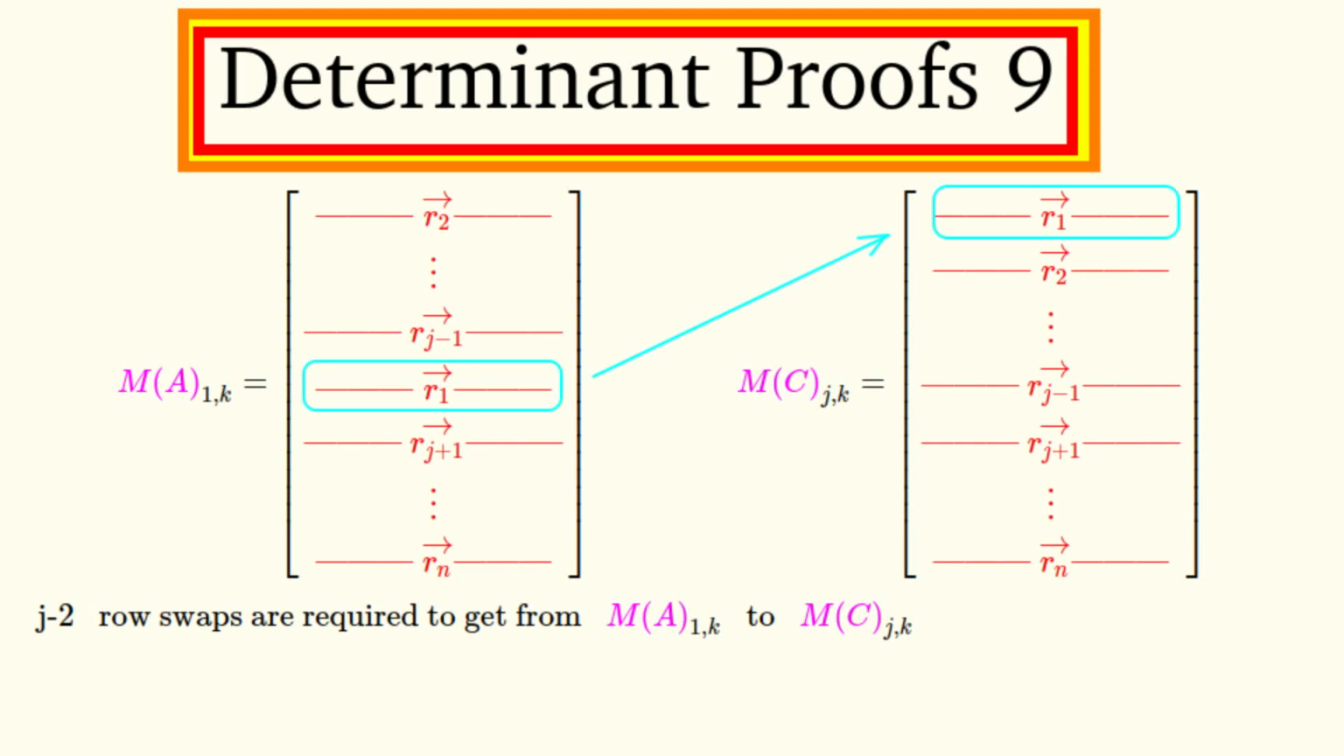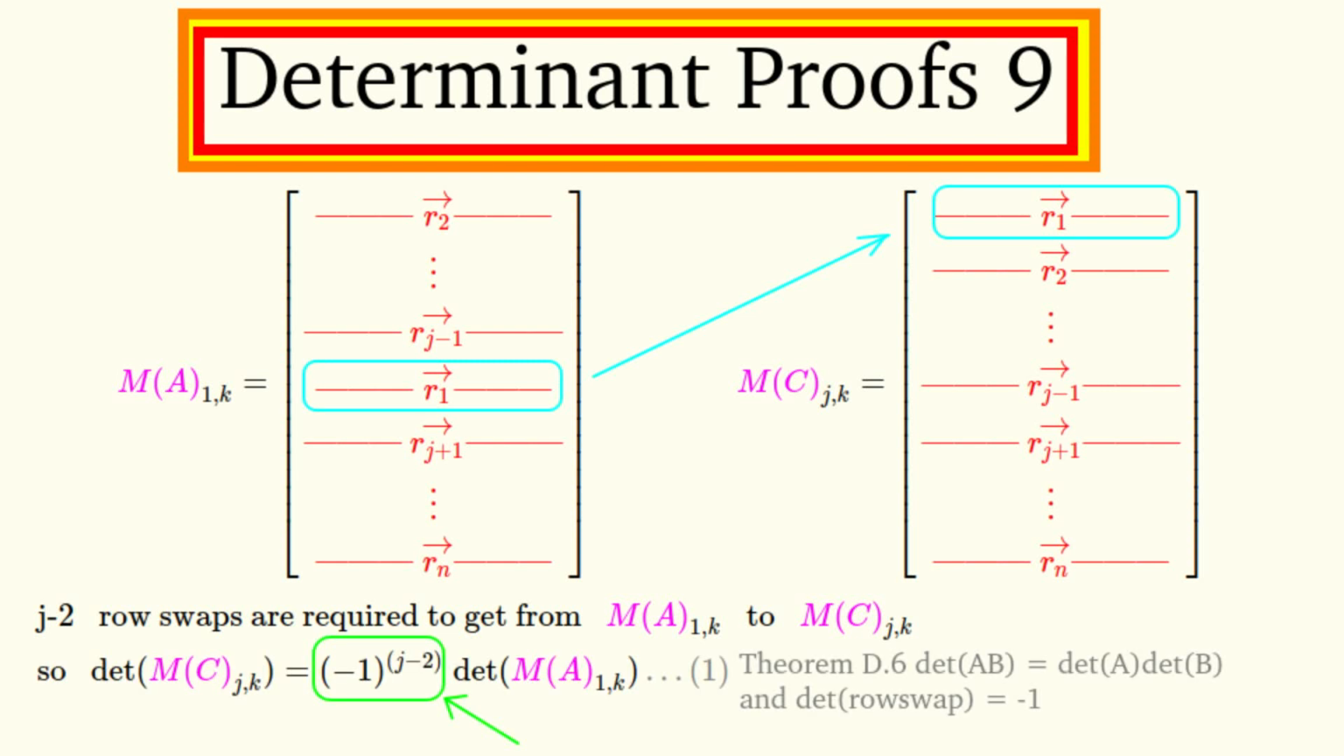It might be good to prove it by induction, but this is a theorem that's already taking more than 20 minutes to prove. So because there are j-2 row swaps to get from one of these matrices to the other, then this formula is true. Each row swap multiplies the determinant by -1, and so we end up with this term (-1) to the power of j-2.